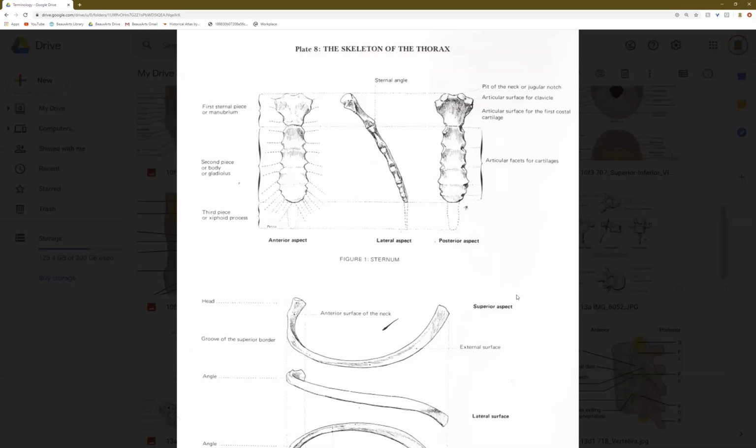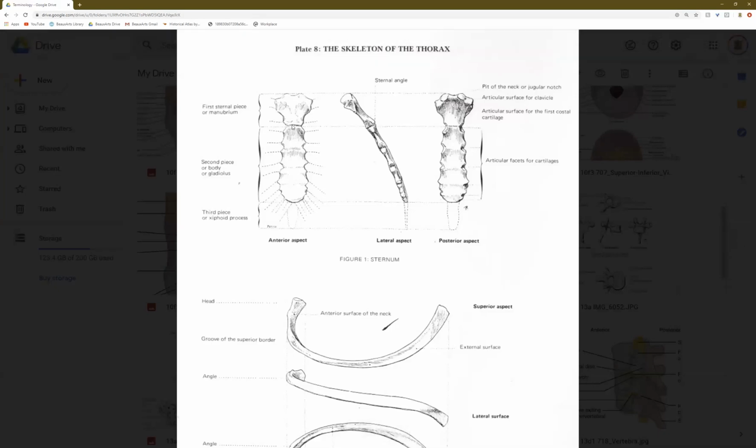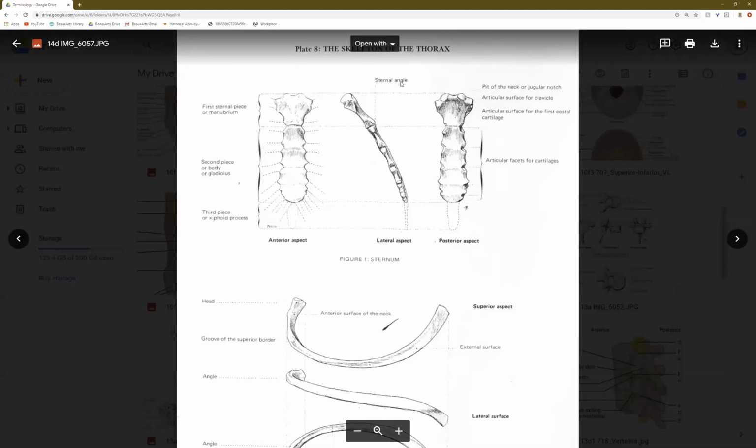So the sternum is like a necktie. The head of the sternum is called the manubrium. And this little seam right here is the division between the manubrium and the gladiolus, which is like the lower portion of the sternum. Where they meet is called the sternal angle. The very top of the manubrium, this little notch right here, is where the pit of the neck is, or the sternal notch, or as it's called here, the jugular notch.